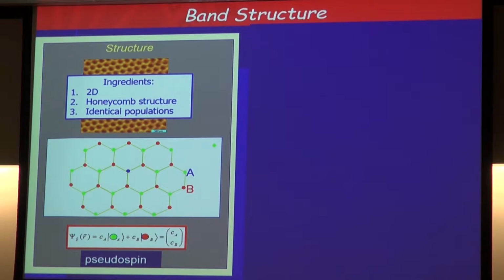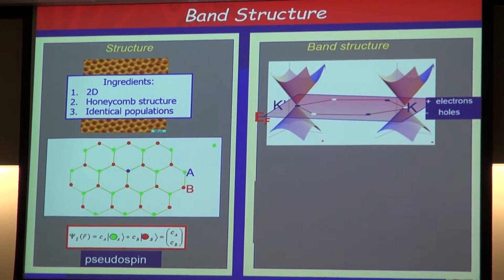So in fact, we have a new degree of freedom, which we call pseudospin, and which behaves in many ways the same as a spin, except that if you have a Pauli matrix operating on this, instead of operating on spin, it operates on the sublattice degree of freedom. So if you do a tight binding calculation, the band structure looks like this.